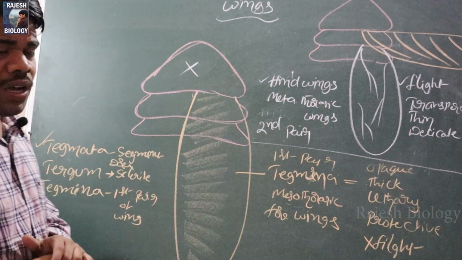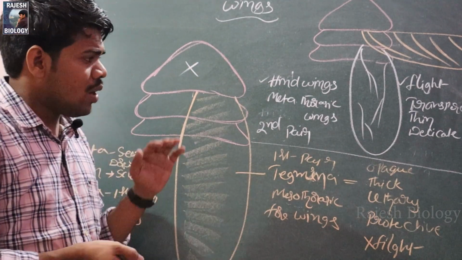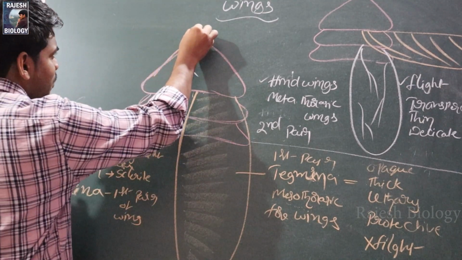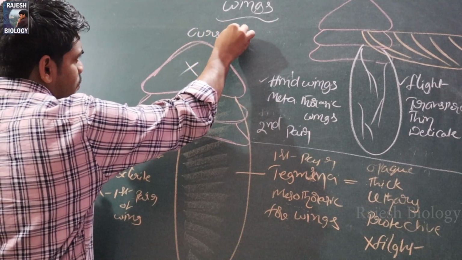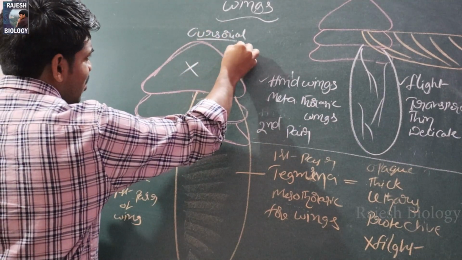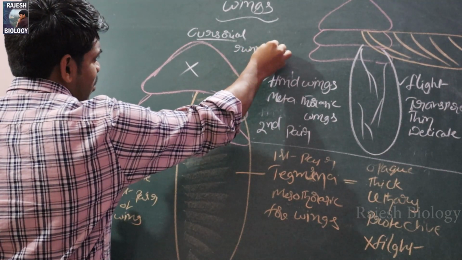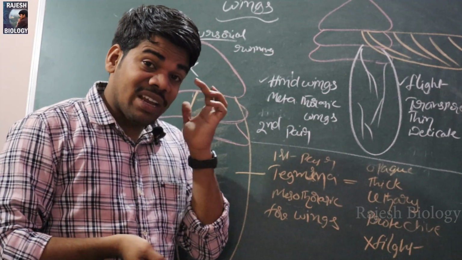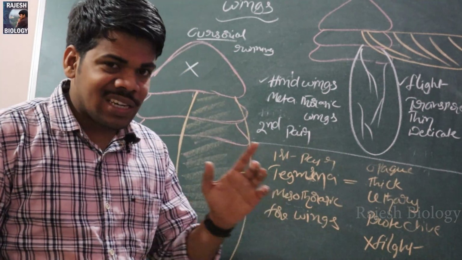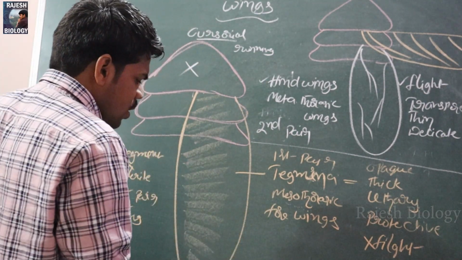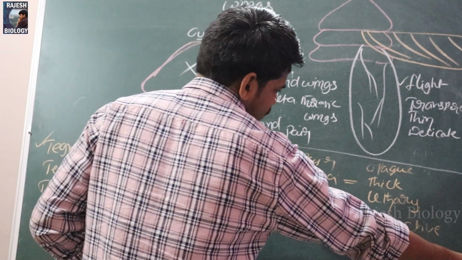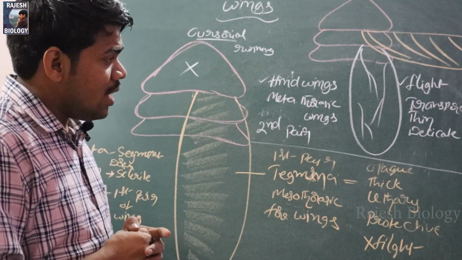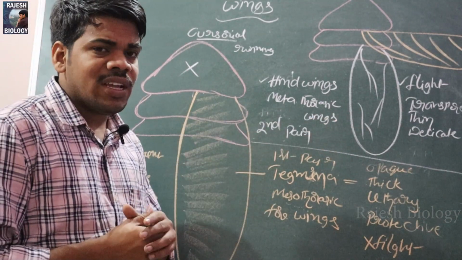Now, how do cockroaches fly? Cockroaches are actually cursorial animals. Cursorial means running. They run on the ground. But sometimes they can fly short distances, from here to this much. In that also, only the hind wings are helpful.